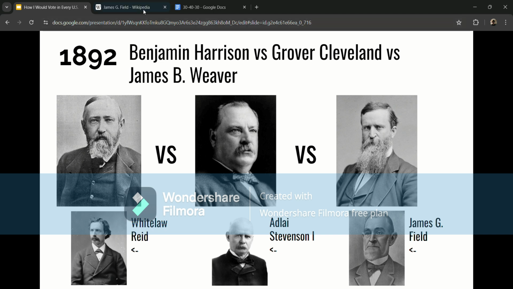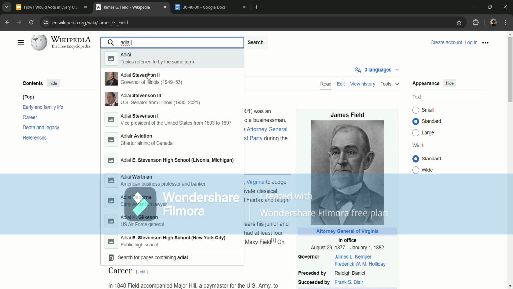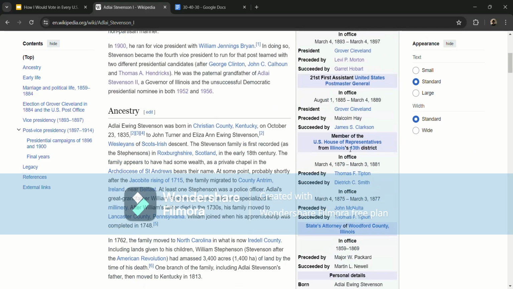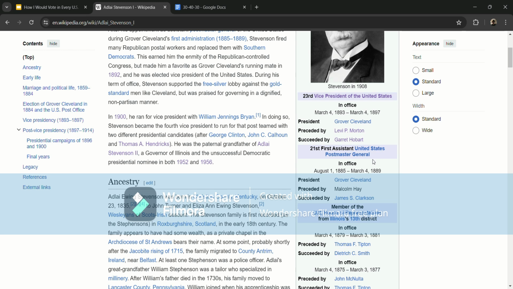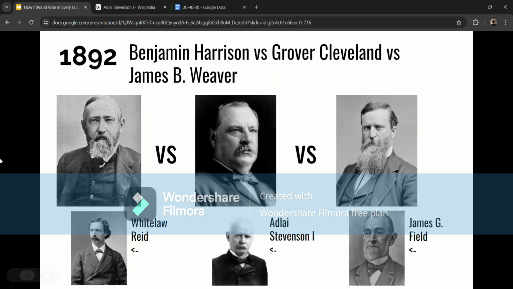His running mate was Adlai Stevenson the First. He is the first of several Adlai Stevensons in American history. Member of the House of Representatives, 2 terms from Illinois, Assistant Postmaster General, an okay amount of experience, not a lot, but compared to his other 2 running mate opponents, definitely the most.